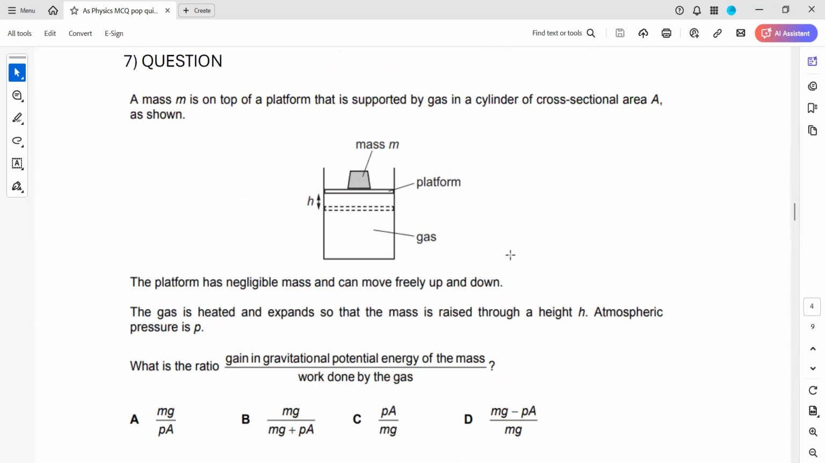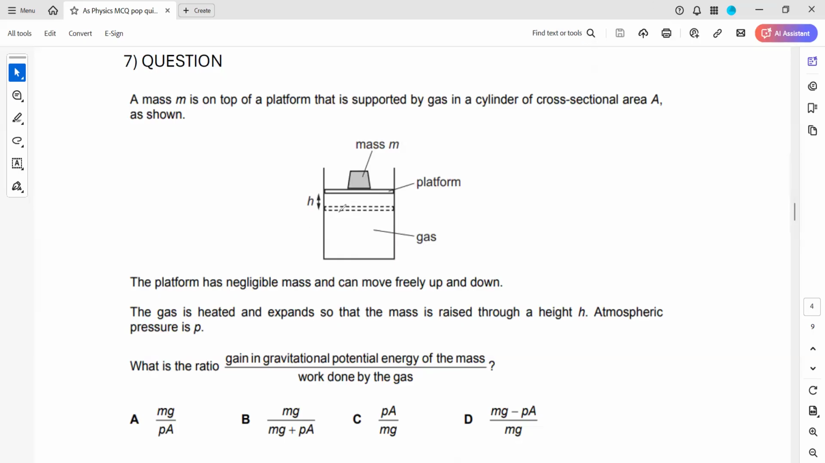Question 7. A mass M is on the top of a platform that is supported by a gas in a cylinder of a cross-sectional area of A as shown. The platform has a negligible mass and can move up and down freely. The gas is heated and it expands so that the mass is raised through a height. The atmospheric pressure is P. What is the ratio of the gain in gravitational potential energy and the work done by the gas?